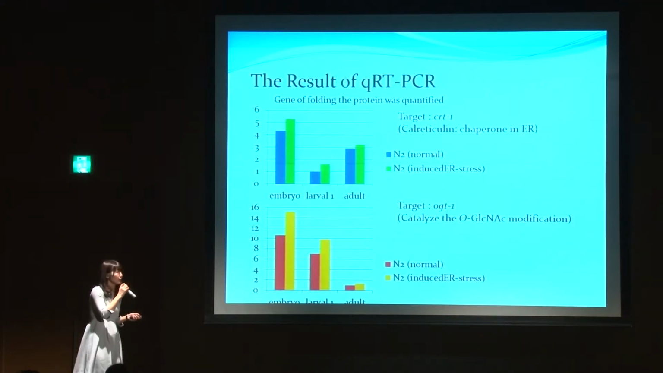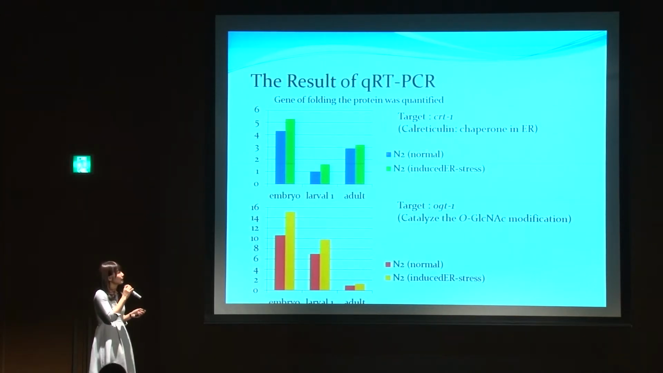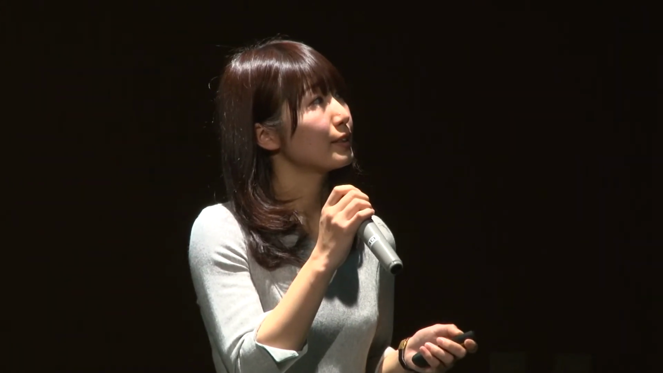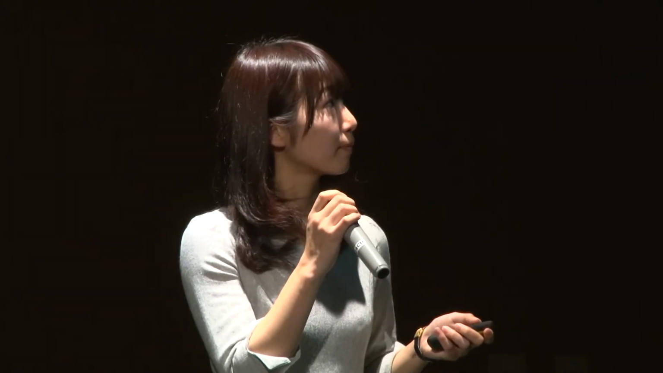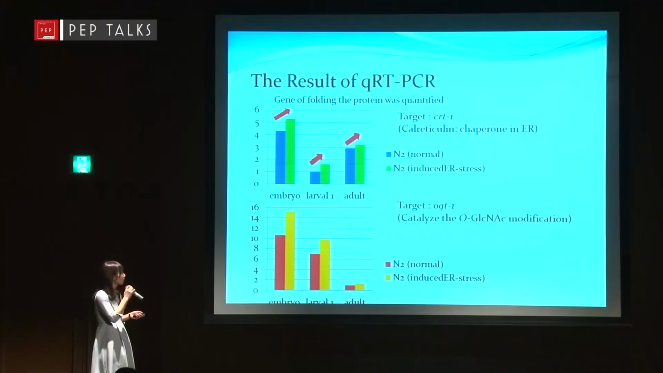Next, focused on the sample which induced endoplasmic reticulum stress, the target gene is CRT1. The gene CRT1 is a folding protein. Compared with the normal sample, the induced ER stress sample increased the expression level.